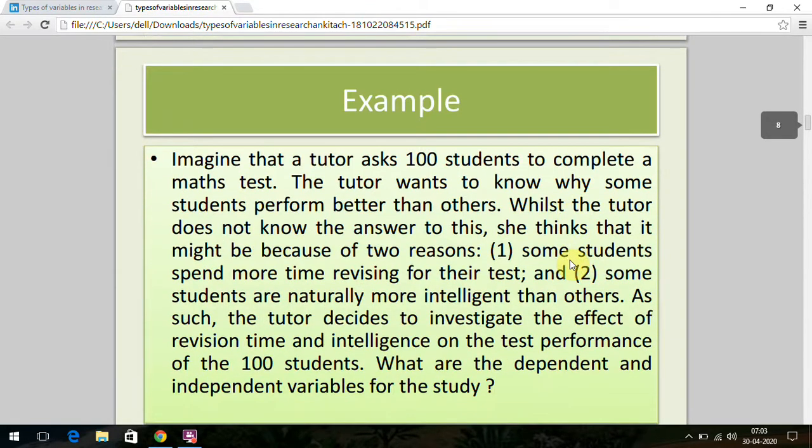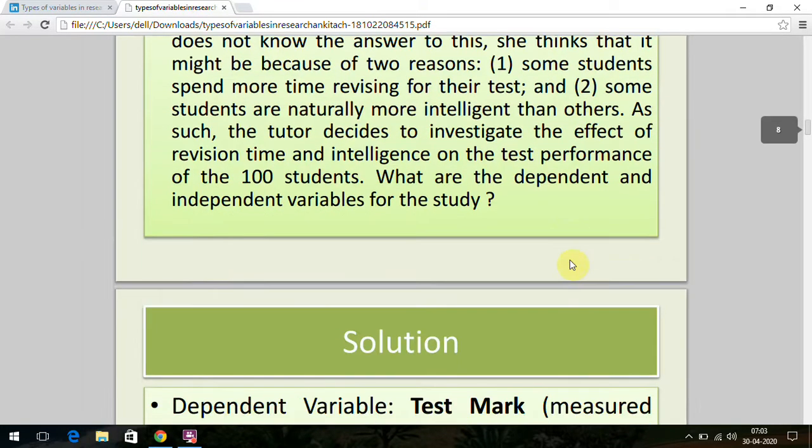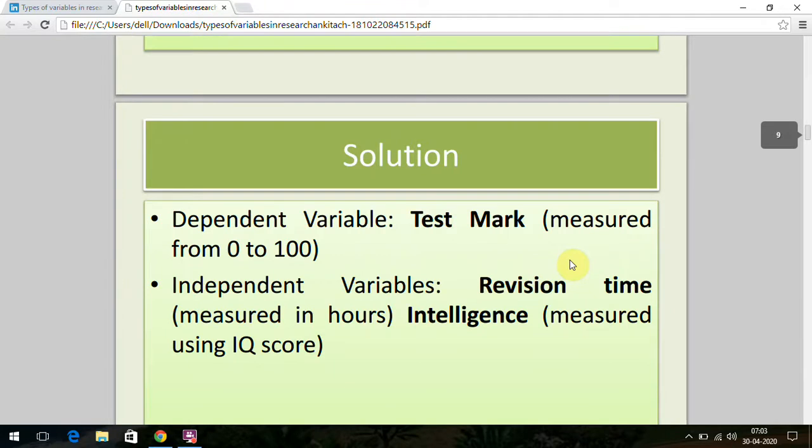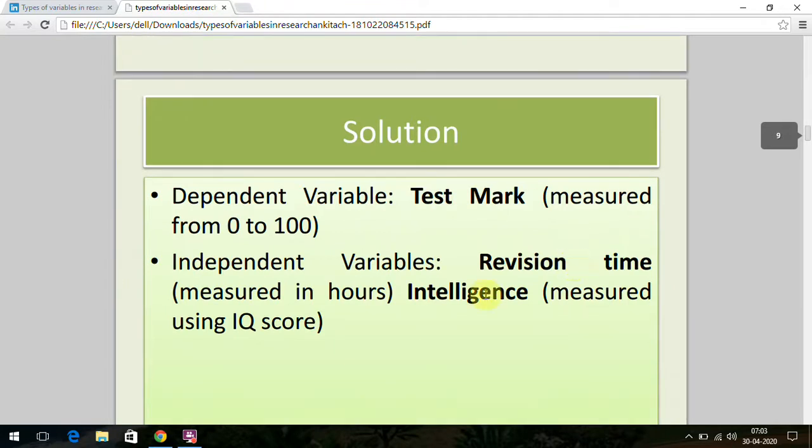So this is just an example. A tutor is asking 100 students to complete a maths test. So this maths test mark will be the dependent variable, which is depending on the revision time and intervals. So these two will be independent variables, and the output, that is test mark, will be the dependent variable.